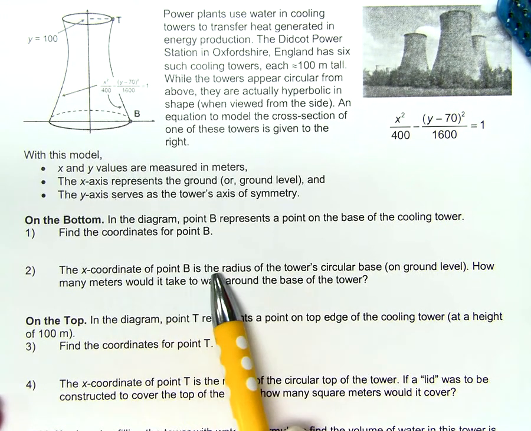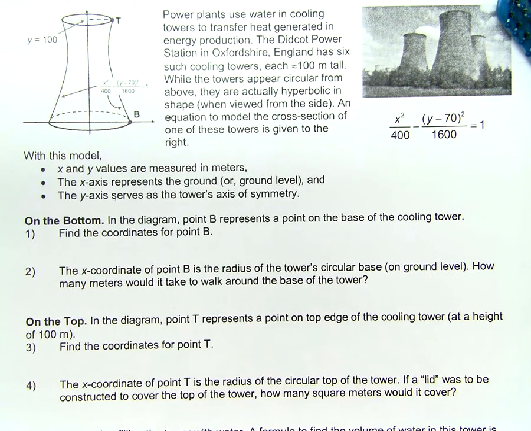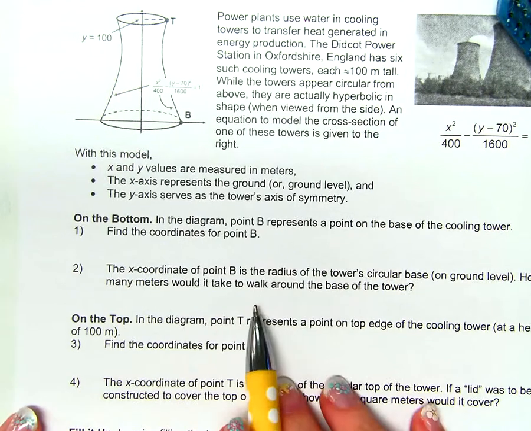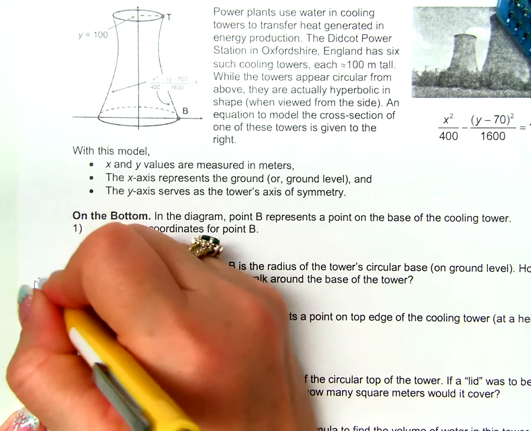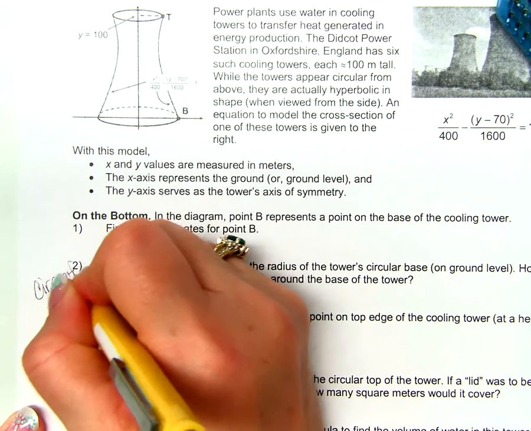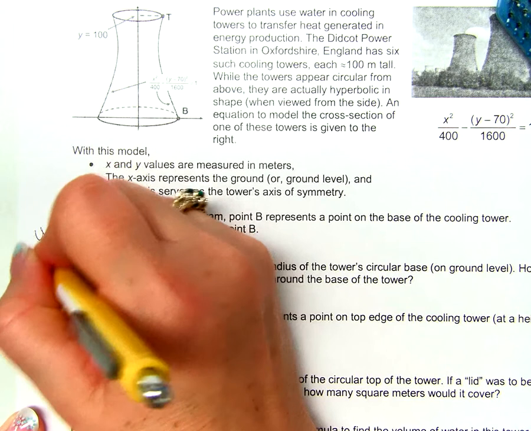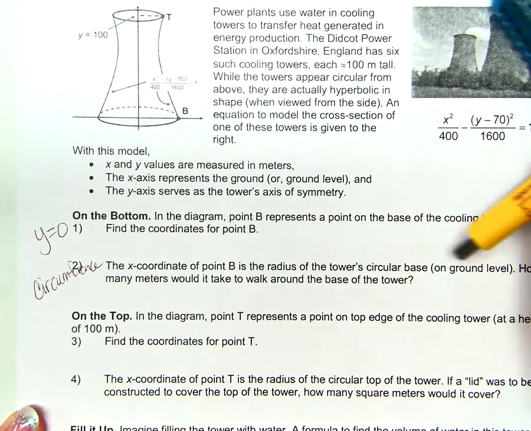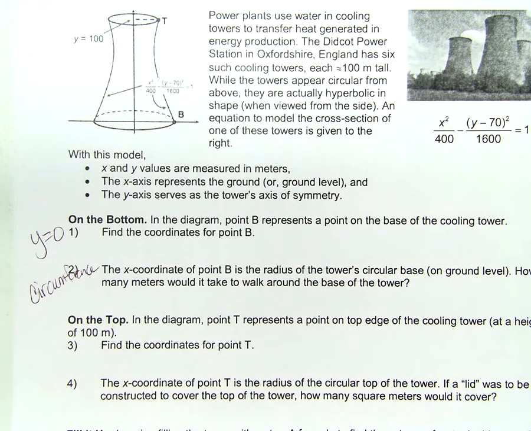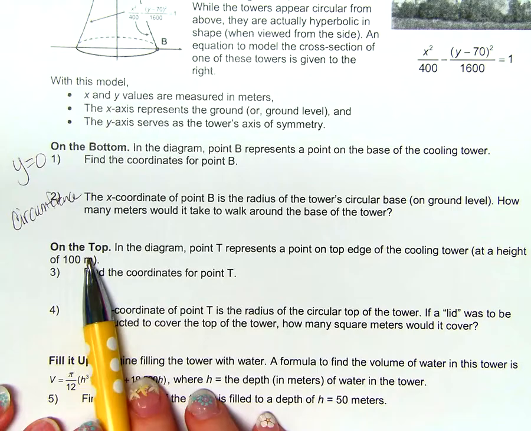The x-coordinate for B is the radius of the tower's circular base. How many meters would it take to walk around the base of the tower? What are they asking for? Circumference. So on this one, we're letting y equal 0.